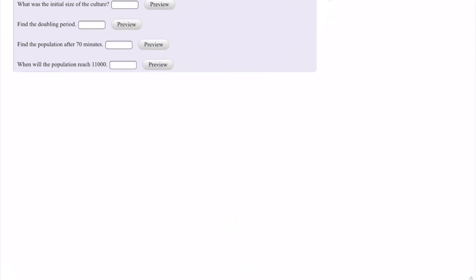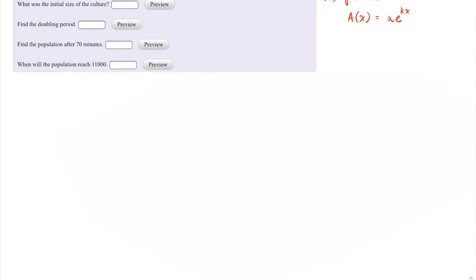we have an exponential function, right? So the function should look like A of x equal to a e to the kx.